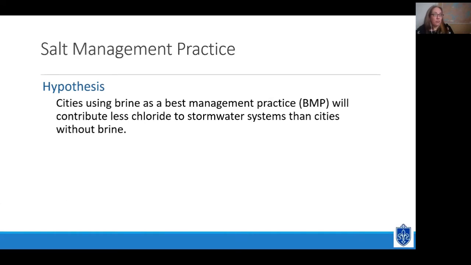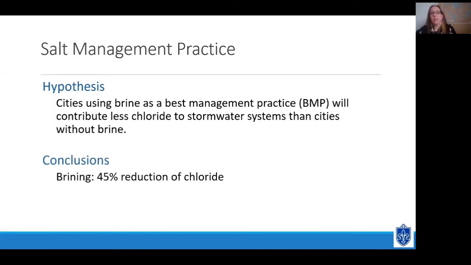So to recap this third study, my hypothesis was that cities that use brine as a BMP would contribute less chloride to stormwater systems than cities that don't have brine. And this hypothesis was supported in this real-world application of brining in 3 pairs of cities, where brining resulted in about a 45% reduction of chloride.